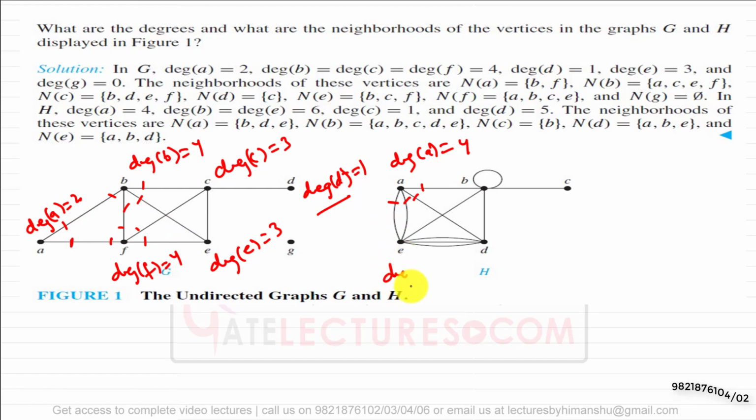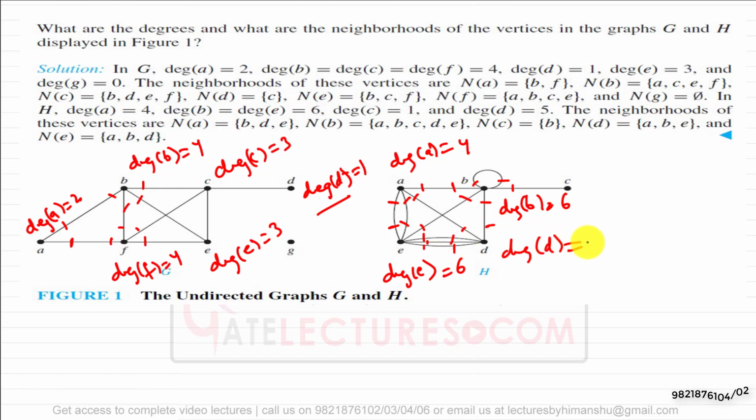Now what is the degree of vertex E? How many edges are there? 1, 2, 3, 4, 5 and 6. So the degree of vertex E is 6. What is the degree of vertex B? Vertex B is 1, 2, 3, 4, 5 and 6. There are 6 degree. What is the degree of vertex D? The degree of vertex D is 1, 2, 3, 4, 5. And what is the degree of vertex C? That is equivalent to 1 only. So this is representing a graph and we found out the degree of each and every vertex.